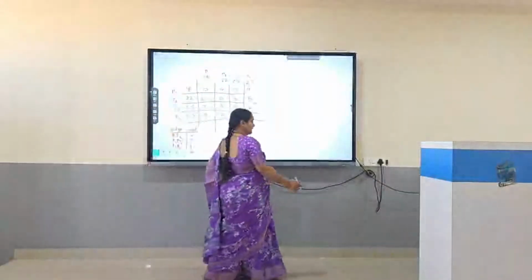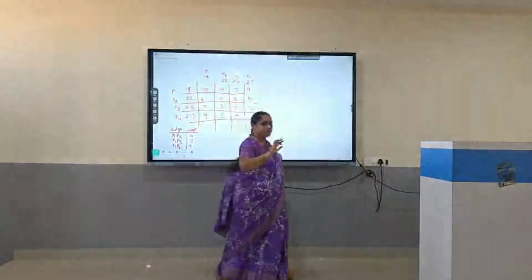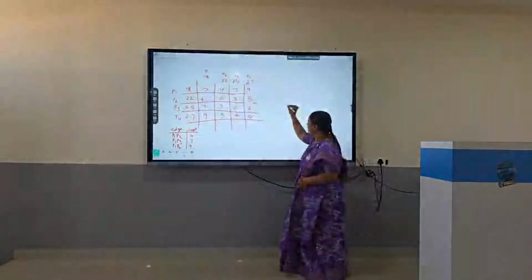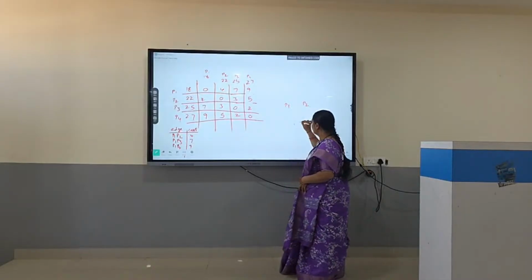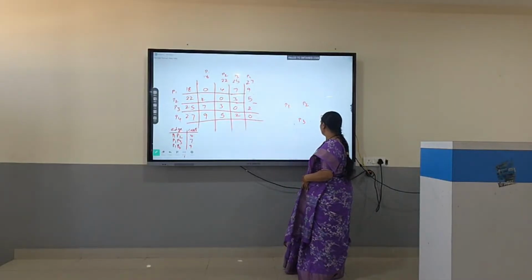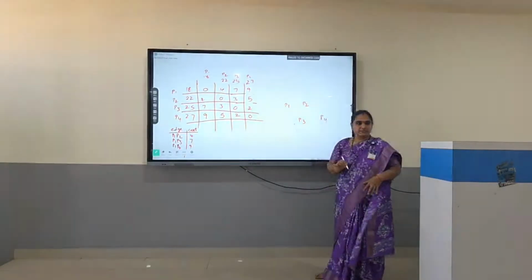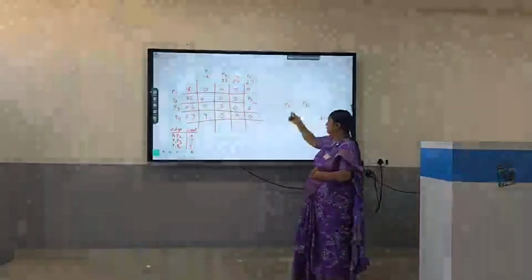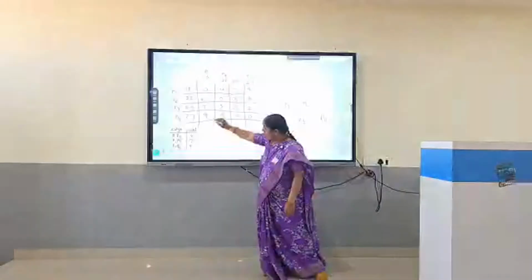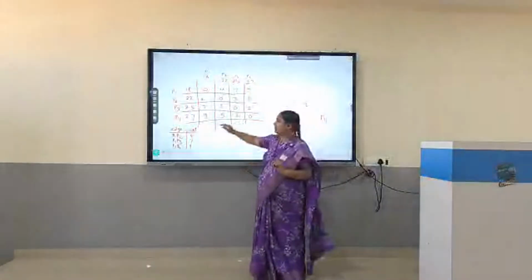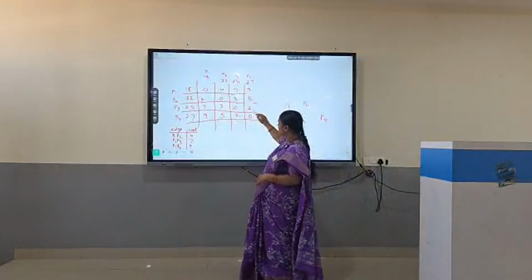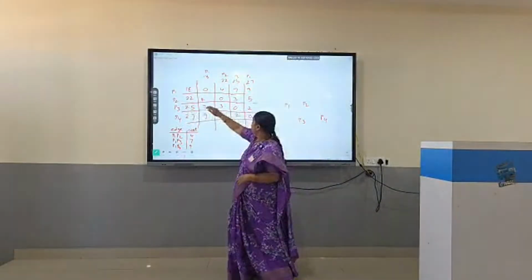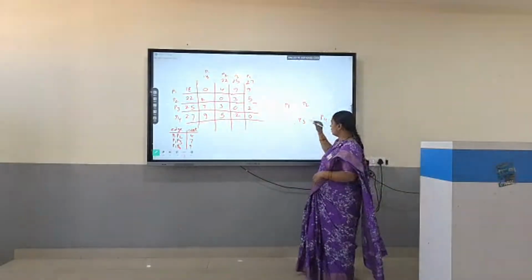After that, you can take your 4 data points, P1, P2, P3, P4. Then, combining P1 to P2, P1 to P3, P1 to P4, you need to see which one has the minimum value. Among all of these, which one has the minimum value? This one, 2, is the minimum value. That is P3 and P4. I need to combine P3 and P4 first.